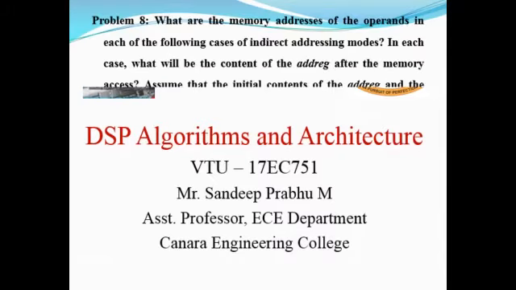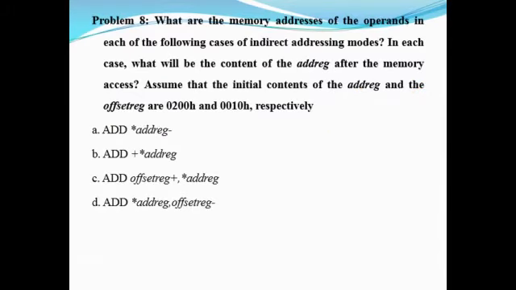This is what we discuss about the problems related to the addressing modes that we have discussed previously. Coming to the problem: what are the memory addresses of the operands in each of the following cases of indirect addressing modes? It asks us to determine the memory addresses of the operands, considering the indirect addressing mode. In each case, what will be the content of the address register after the memory access? That has to be determined.